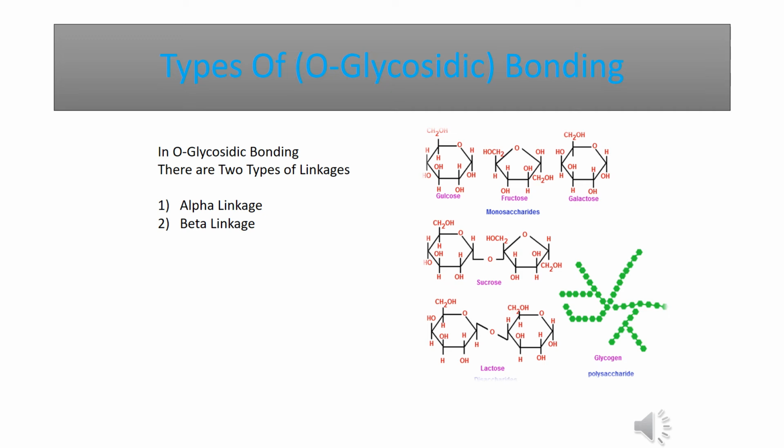Then is lactose. Lactose is formed by the fusion of glucose and galactose. Here you can see that in the first monomeric unit, that is glucose, the OH group is oriented above the plane. So it is above the plane and it forms a beta linkage with the galactose.